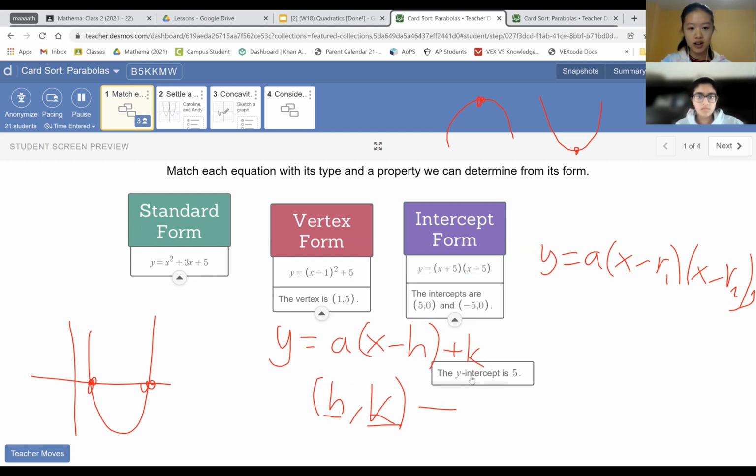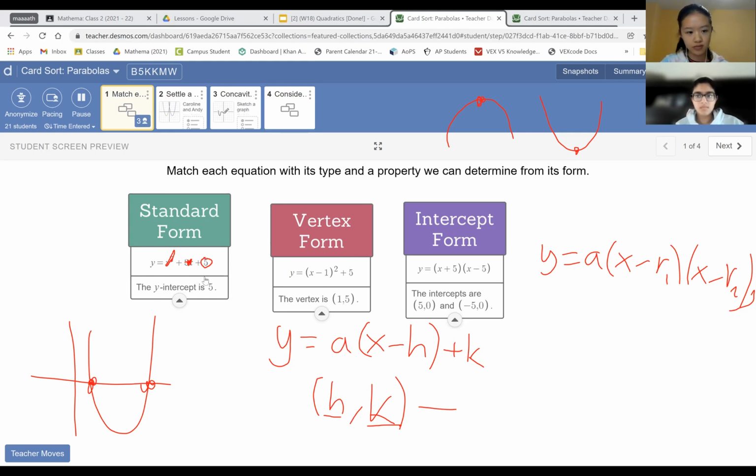And finally, the form that actually lets you find the y-intercept, remember that the y-intercept is when x equals 0, right? When x equals 0, that's when the graph crosses the y-axis. So when x is 0, the form that would let you most easily solve for that is actually standard form, because notice that if x is 0, then these first 2 terms pretty much disappear. So it's really easy to see that this would be the y-intercept.